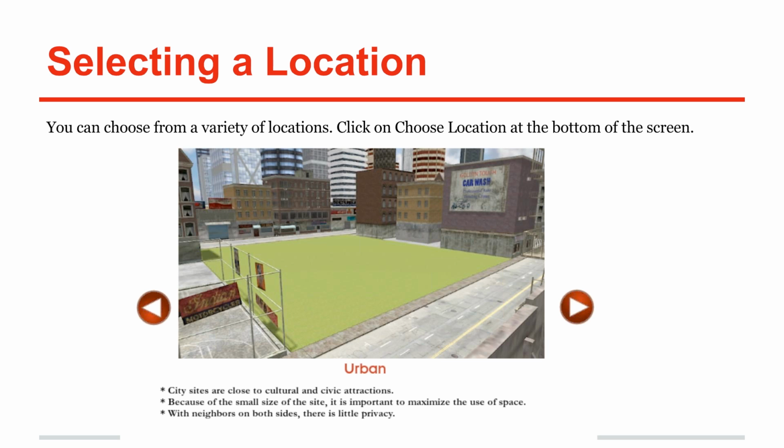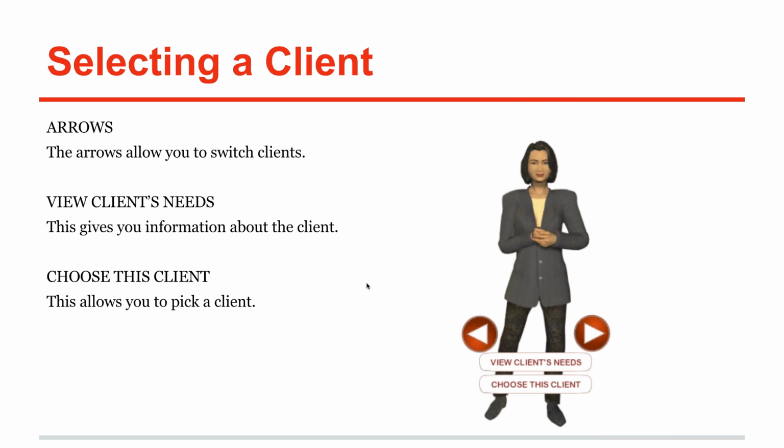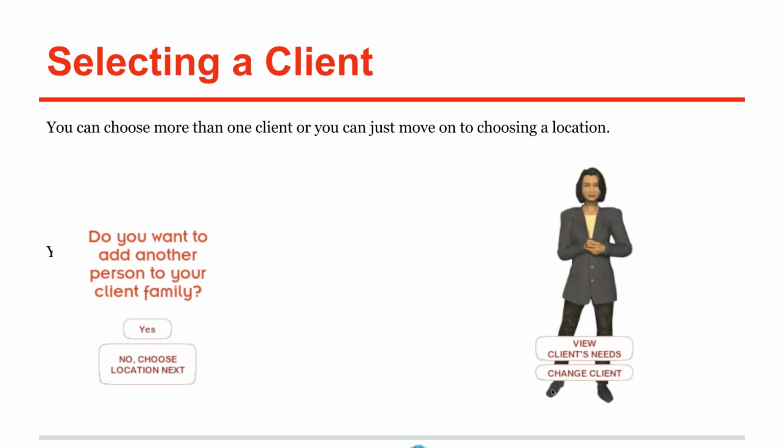You must be clicking on a different feature. When you want to look at the client's needs, if you click on View Client's Needs, you click here. You click Choose this client, you click there. Then you have the option of still looking at client's need, changing your client, or adding another person to client. No? If you only want one client, you literally have to make your choice. Okay, thank you, Maya. Okay, great, Maya.